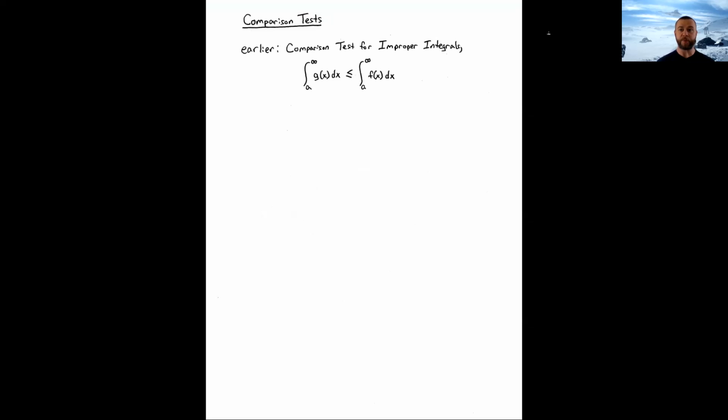All right, so before we get started with our current topic, comparison tests for infinite series, think back to earlier in the course when we introduced the comparison test for improper integrals. So the improper integral comparison test basically had two improper integrals, one less than the other, one graph was below the other, and we could reach some conclusions based off that. Roughly speaking, if the bigger improper integral converges, then the smaller improper integral has to converge. If the smaller improper integral diverges, the bigger improper integral has to diverge.